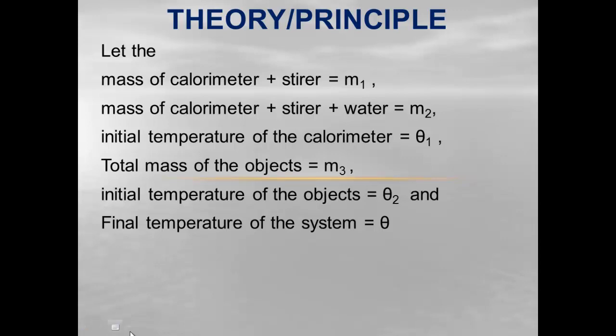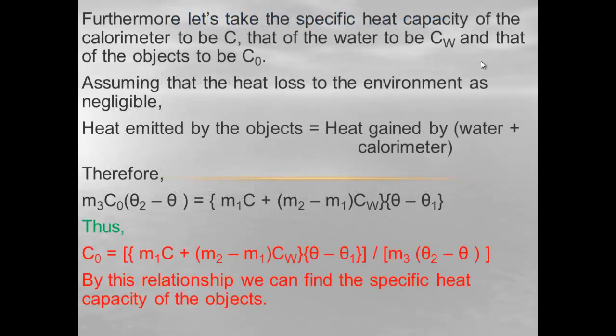Furthermore, I'll take the specific heat capacity of the calorimeter to be C, the specific heat capacity of water to be Cw, and the specific heat capacity of the objects to be C naught. Assuming that the heat loss to the environment is negligible, you can say from the theories of calorimetry that the heat gained by one object or system of objects is equal to the heat lost by another object or system of objects.